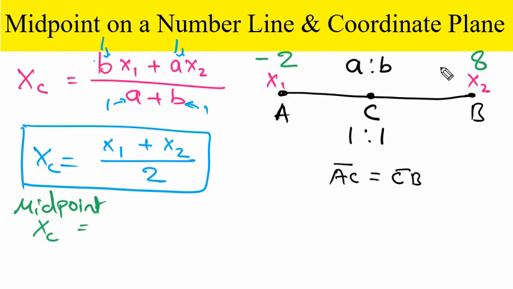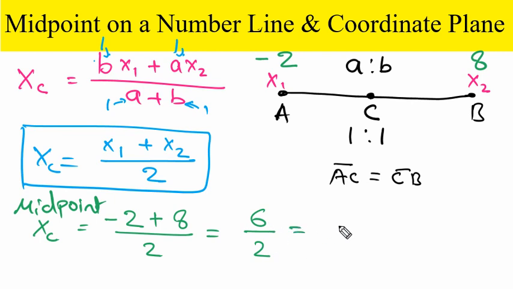This is -2. This is 8. So x1 is -2. X2 is 8. So -2 plus 8 divided by 2. -2 plus 8 is 6. 6 divided by 2 will give you 3.